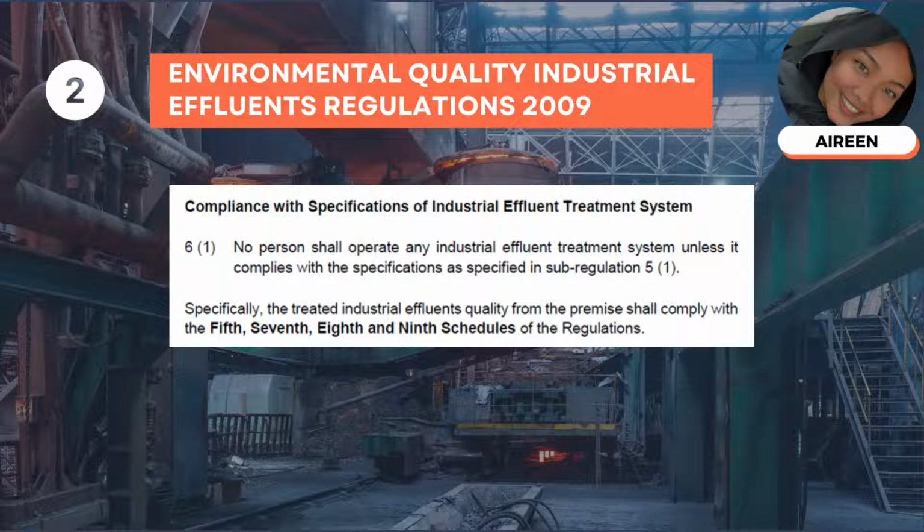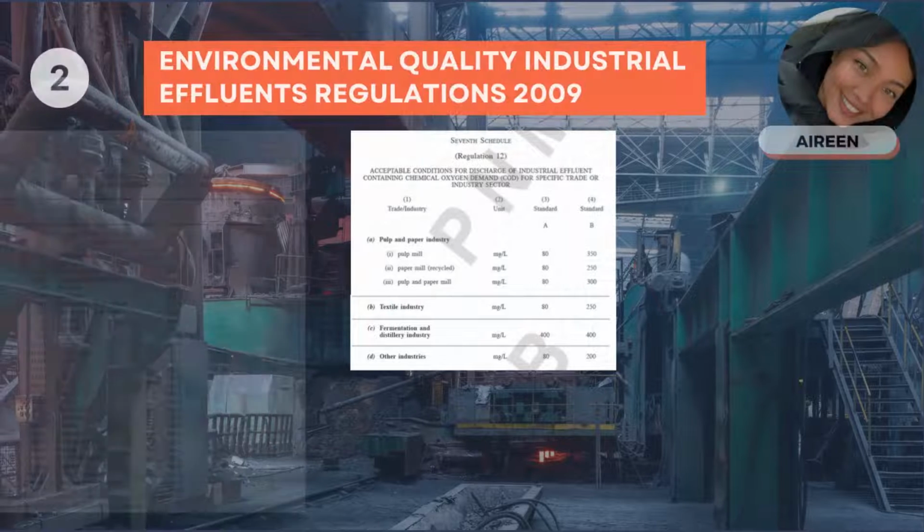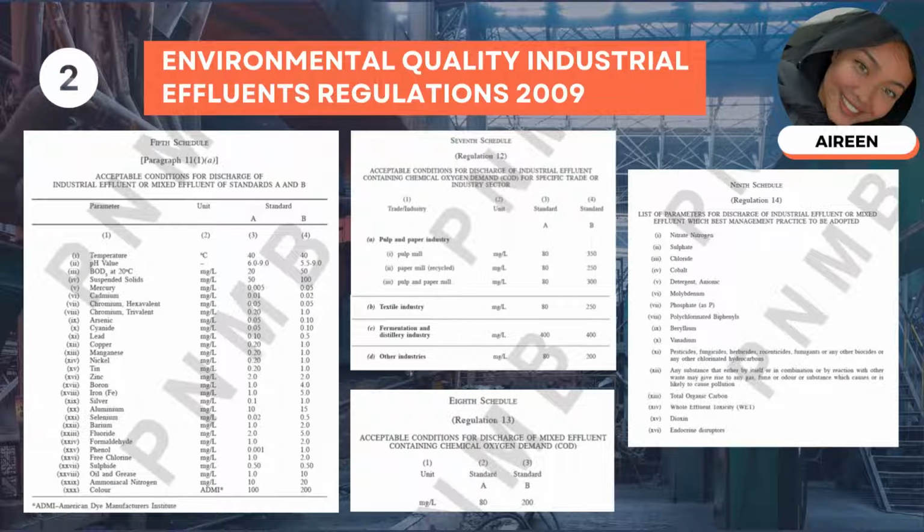Specifically, the treated industrial effluents quality from the premise shall comply with the 5th, 7th, 8th, and 9th schedules of the regulations. So, these are the schedules that have been mentioned before, which is the 5th, 7th, 8th, and 9th schedule of the regulations. The 5th schedule in the regulation shows the acceptable conditions for discharge of industrial effluent or mixed effluent of standards A and B.